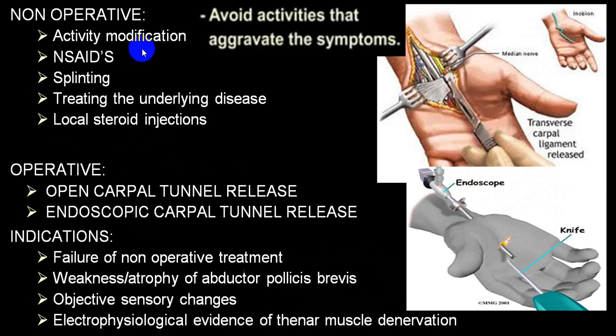Non-operative we already mentioned: avoid the activity that aggravates the symptoms, NSAIDs, splint, and local steroid injections. And we have already told you operative is open or endoscopic. Surgery will be indicated if non-operative procedures fail, or if there is weakness and atrophy of the abductor pollicis brevis, objective sensory changes demonstrated by nerve conduction study, or electrophysiological evidence of thenar muscle denervation, etc. These will be a good indication for surgery.